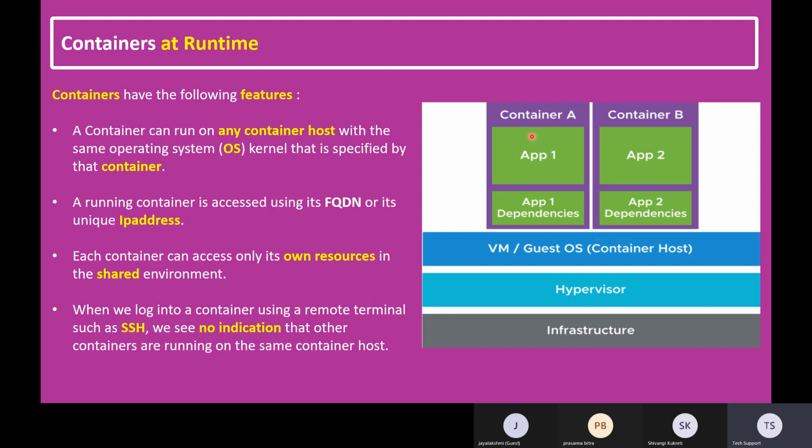Because how are we going to access container A and container B? You can access either by host name or by IP address, same like how we are accessing a virtual machine. And each container can access only its own resources, its shared environment. Same like in our ESX host, if you have VM1 and VM2, while accessing virtual machine 1, virtual machine 2 is completely isolated. Same way, container A and container B are also completely isolated.